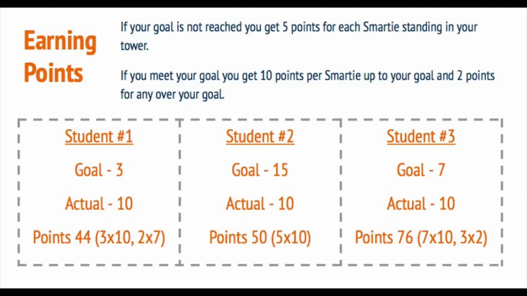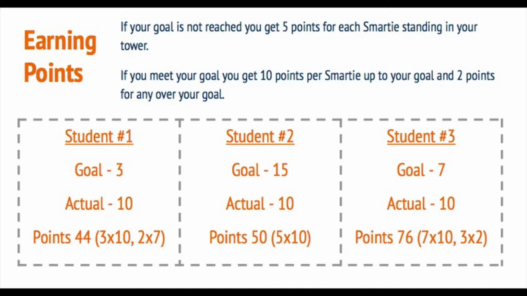So you can see the 3 examples. Student number 1 set a very low goal, student number 2 set a very high goal, and student number 3 set a medium goal of 7 Smarties. All 3 students were able to stack the same amount of Smarties, 10, but you can see as points, student number 3 scored the highest with 76 points, whereas student 1 and student 2 scored 44 and 50 respectively.